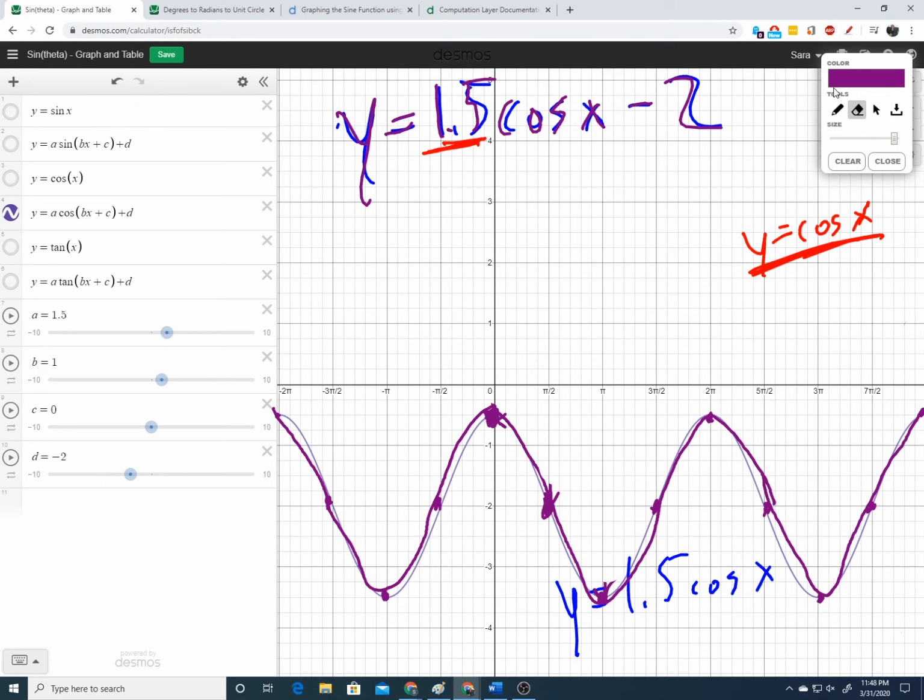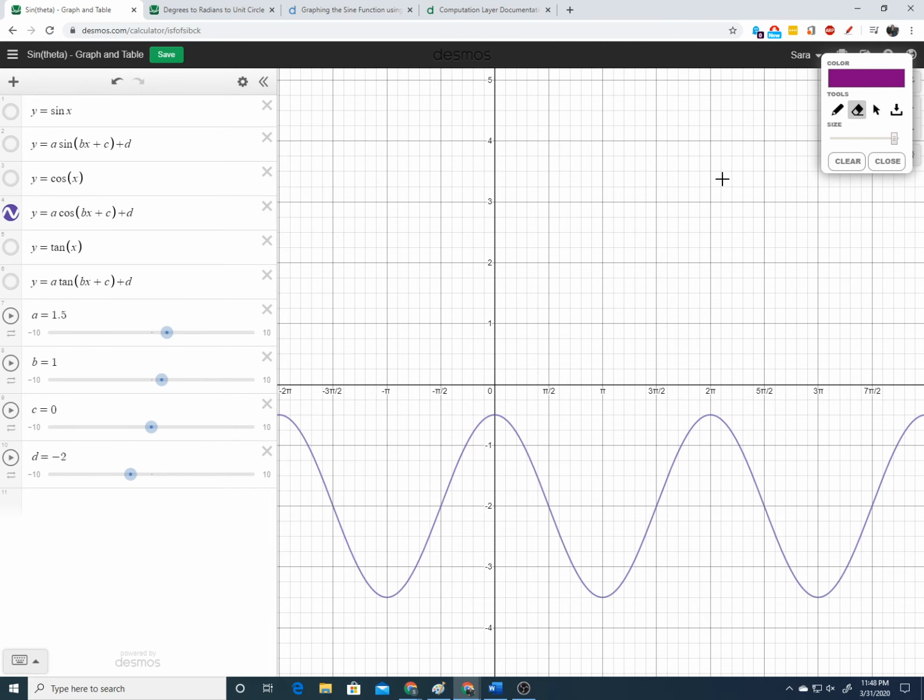Let's do one more. I'm trying to decide. Do I want to play with tangent? What do you guys think? Most of you are saying no. I can already hear it, even though you haven't seen the video yet. I know you're saying no. Let's not play with it yet. Let's do just another cosine function. No, let's do a sine function.